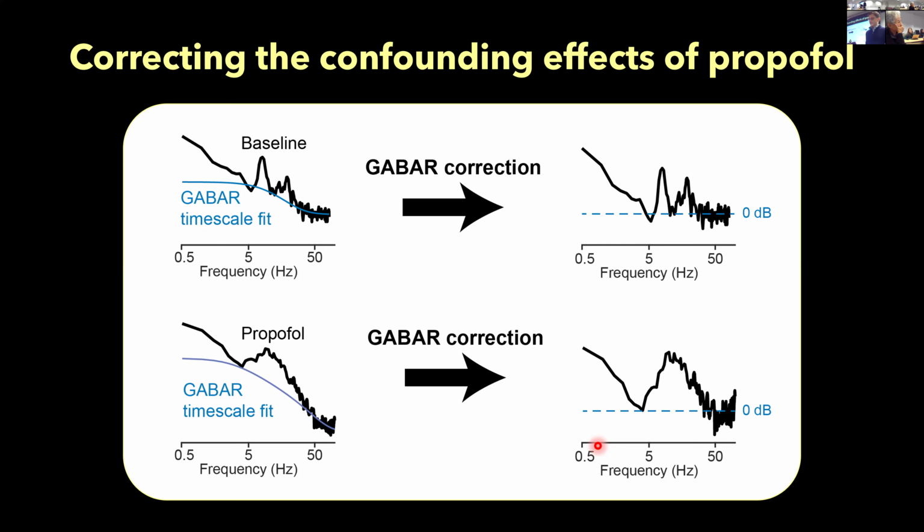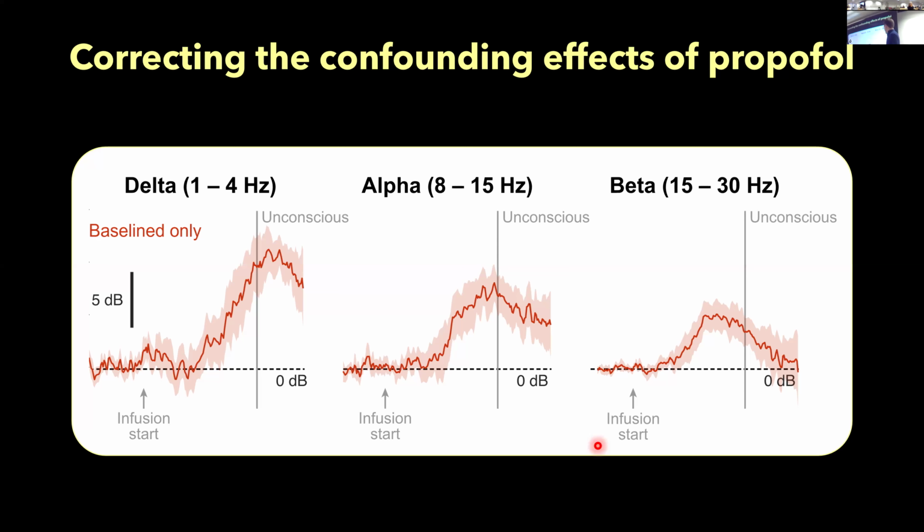Now, people have looked at what propofol does to brain oscillations previously, and they typically find that there's an increase in delta power and an increase in alpha power that's associated with loss of consciousness. And if we were to do this analysis and look at changes in delta, alpha, and beta power over time without correcting anything, this is the result we get, which is fairly consistent with what people have seen in the past. You have an increase in delta and alpha power, you have a transient increase in beta, and then a decrease again.